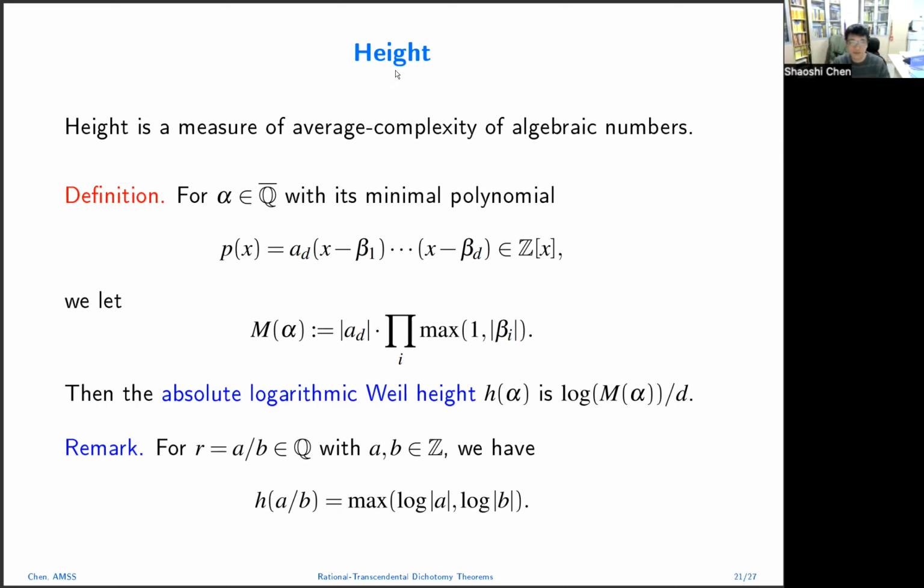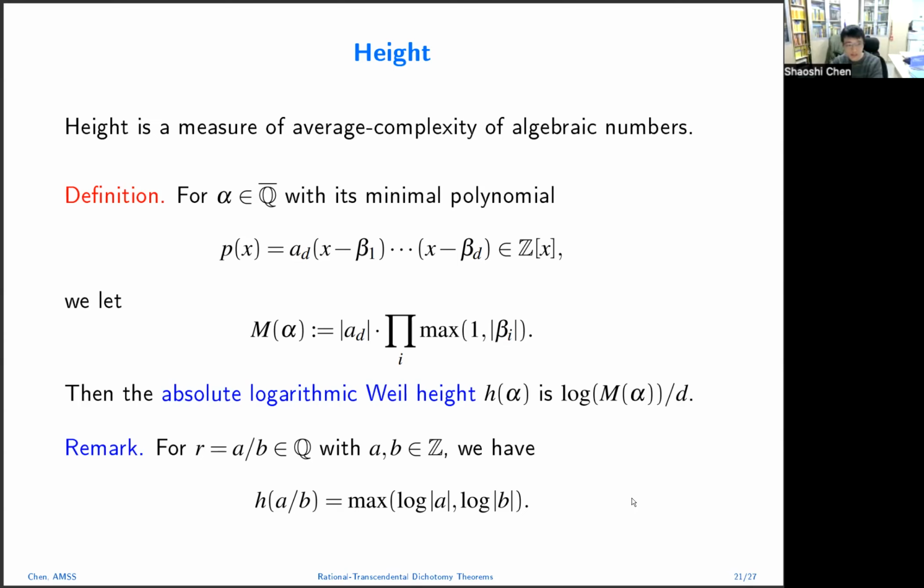Now we need some terminology about height, but that's quite common knowledge in number theory. Height is just a measure of the average complexity of algebraic numbers. For an algebraic number, given its minimal polynomial with integer coefficients, suppose the conjugate roots are beta 1 to beta d. Then you can define the size of this algebraic number by taking this product. If you take the logarithm of this, divided by d, the average size, you get the Weil height. This is the very standard definition of the Weil height. And especially for rational numbers, it is just how many digits you need to write down the numerator and denominator. That's the bit size of the rational number.